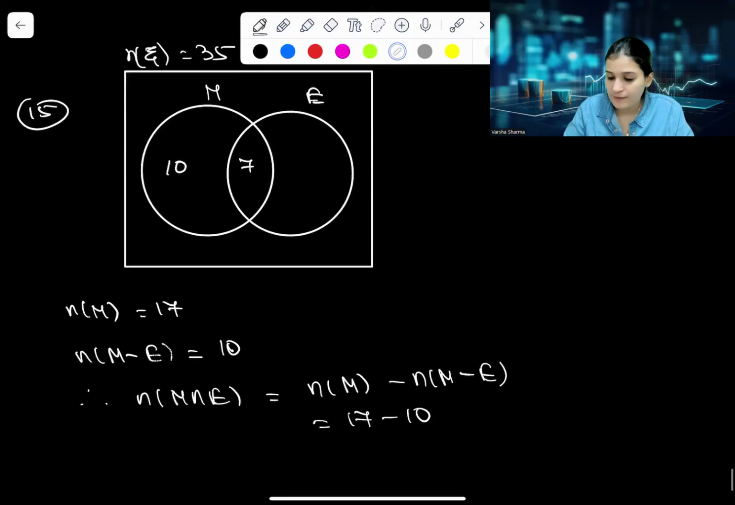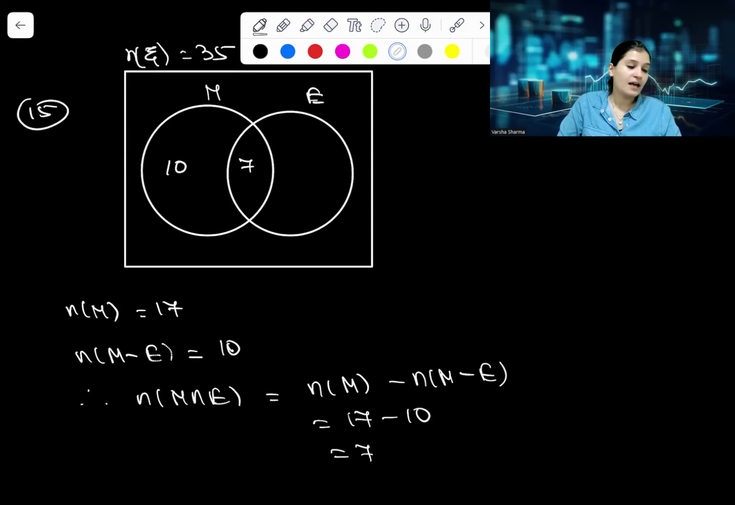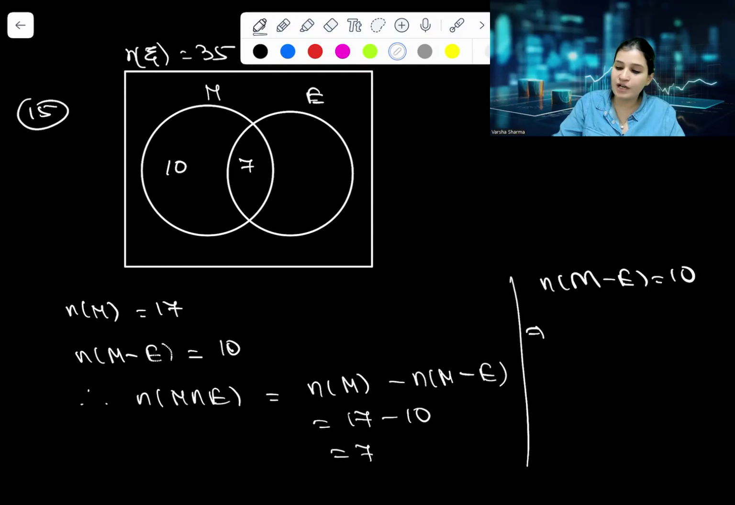Yes, ma'am. 7 people have taken both maths and eco. From the entire math circle, I have subtracted only maths. Or you could think in this way: M minus E is 10. What is the formula of M minus E? M minus intersection. That is 10. Put the value of M, you will get the intersection.